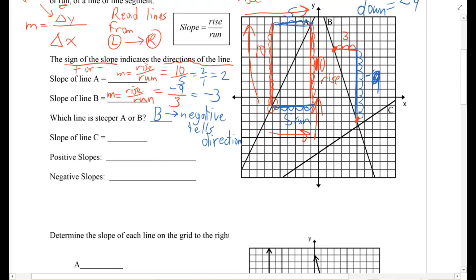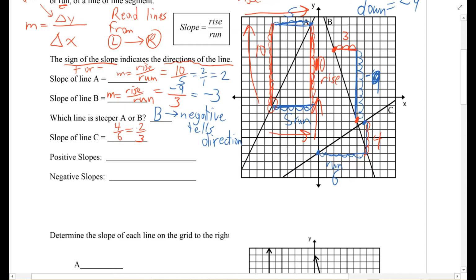So go ahead, find two spots right here and right here, make your triangle. So here's my run, count the squares, 1, 2, 3, 4, 5, 6. So my run is 6. And then my rise, I go up, 1, 2, 3, 4. And so for line C, it's 4 over 6, rise over run. Lowest terms, 2/3. And it's actually quite common to get a fractional slope.